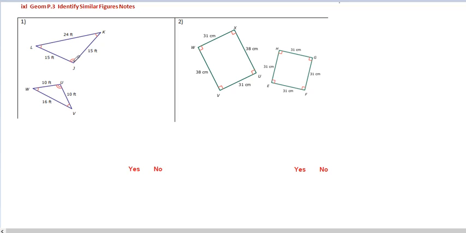Now, I can see with this triangle and this triangle that these angles are the same. They're congruent. And there's a wasp outside my window. But I digress. And I can tell that these angles are also the same, but the measurements are different.